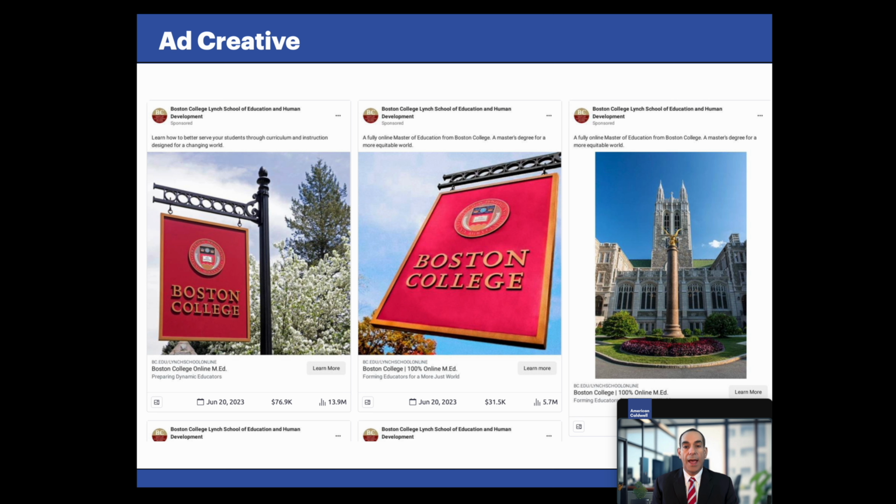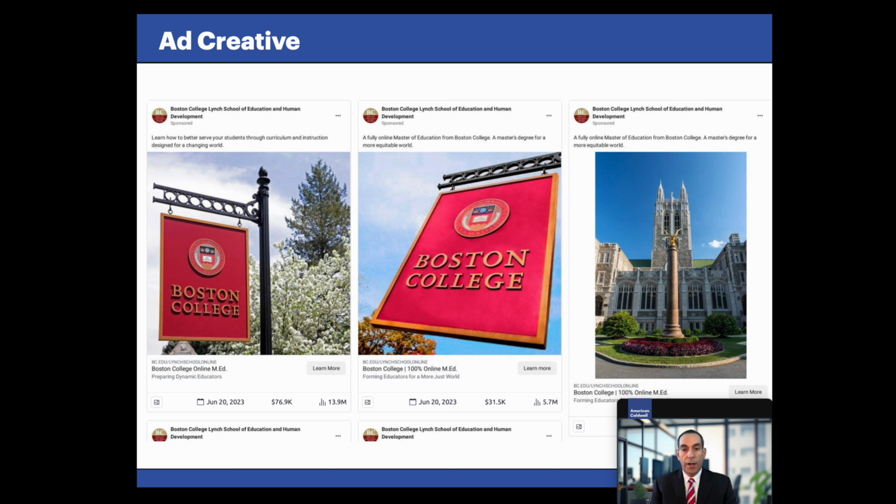If we look at some of the ad creative, here you can see the actual ads as they were shown on Facebook. The first one first appeared in June of last year. Looks like they spent around $77,000, and it was shown approximately 14 million times. Typically, ads will have a higher click-through rate when you have people in them, as opposed to just buildings and signage. But the fact that they ran the ads this long means that they probably did pretty good.